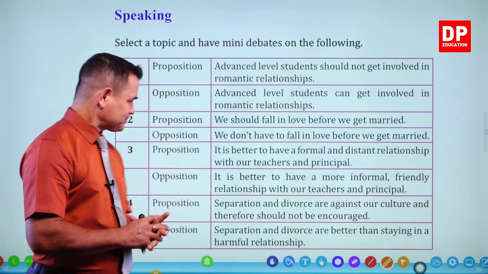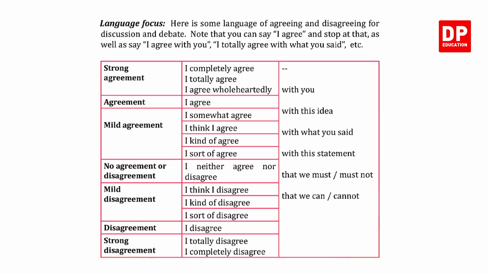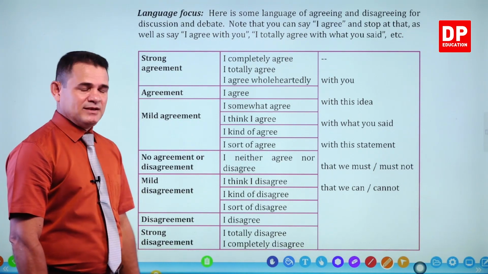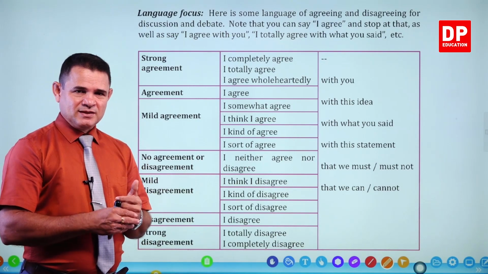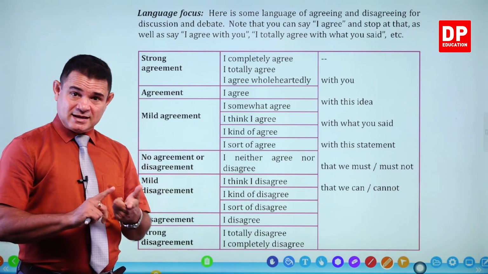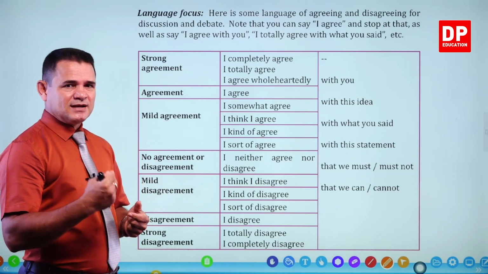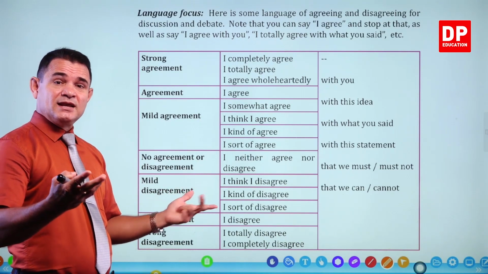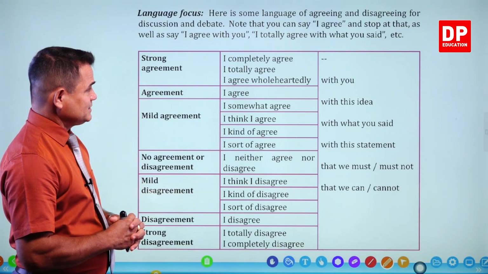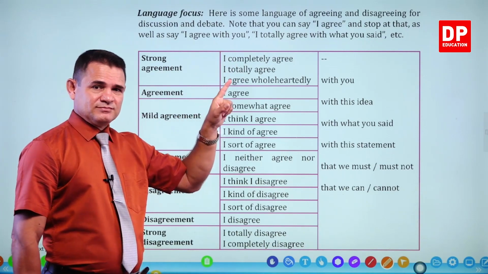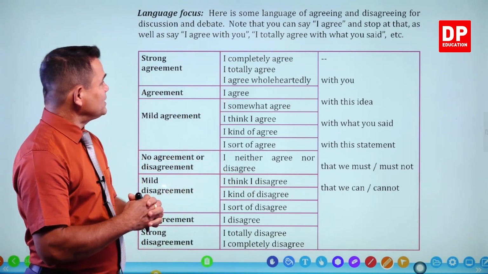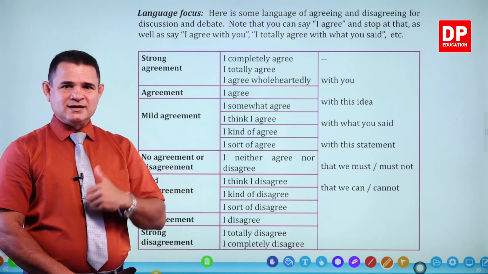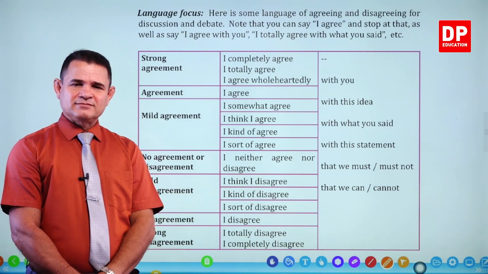So when you are debating, you can use these things, right? Language help, language focus for you. Here is some language of agreeing and disagreeing for discussion and debate. Note that you can say I agree. And stop at that. As well as I agree with you. I totally agree with what you said. Yes, I agree. That's one way.